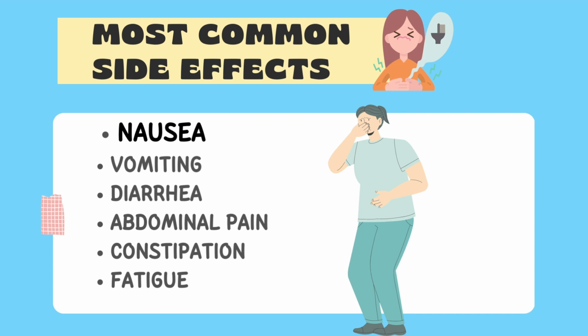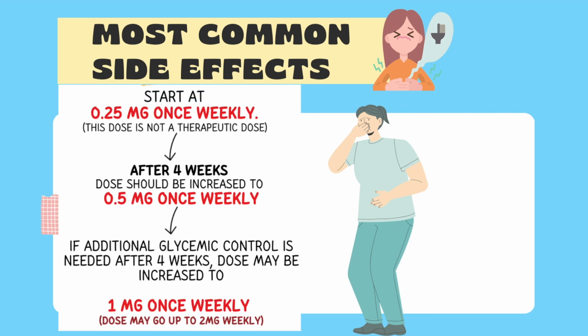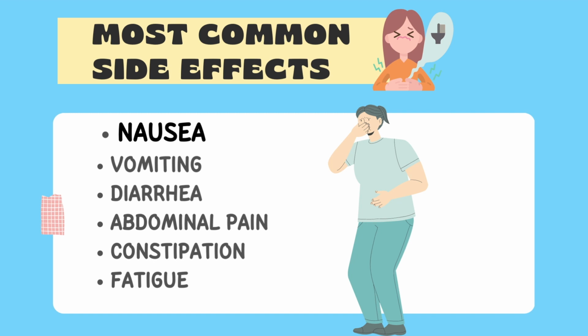And this is also why we want to titrate up slowly. This will give time for the body to get used to the medication and hopefully get over that hurdle of the nausea. So we start at 0.25 milligram, and then we go to 0.5 milligram, and then we go to 1 milligram. So we're titrating up slowly so the body gets used to the medication.